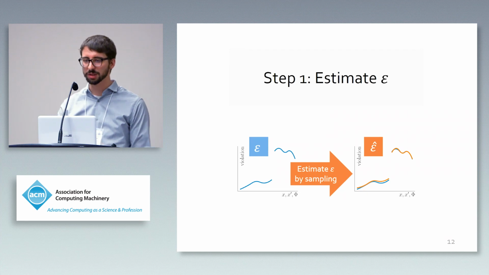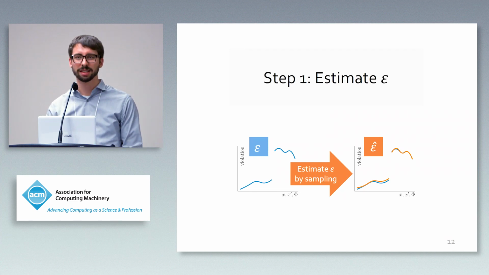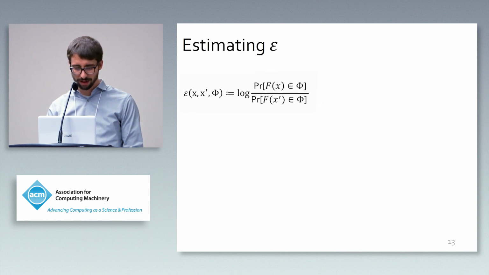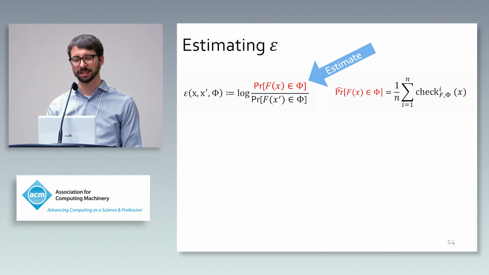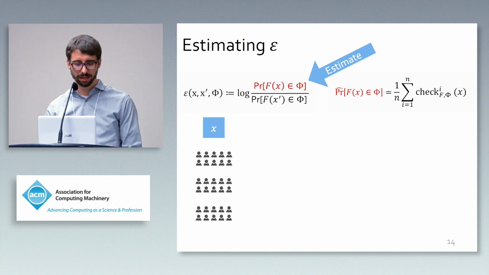Now, let me go to the first step, which is estimating the epsilon by sampling. And the way we do this is, remember, the epsilon is just a log ratio of two probabilities, and we can estimate this by just estimating the two probabilities separately. And the way we can do this is we can run f of x many times and check if the attacker's check succeeds for these examples, and the relative frequency of this will then tell us what our estimate of the probability is. Let me visualize this quickly a bit.